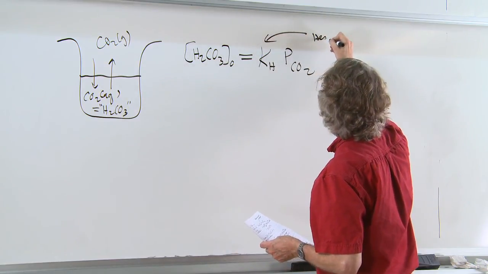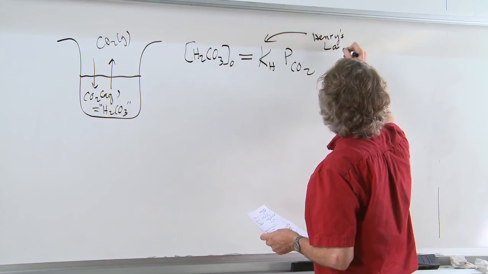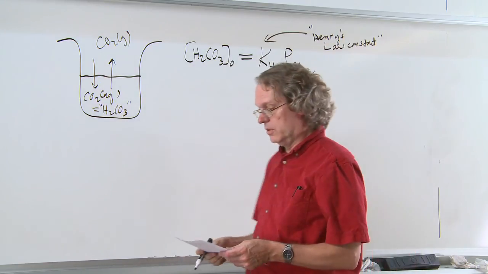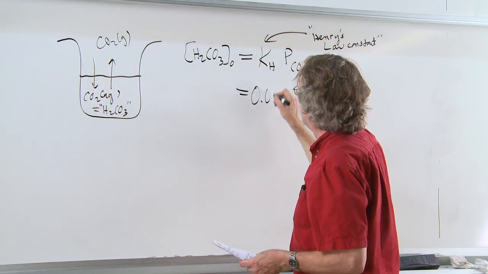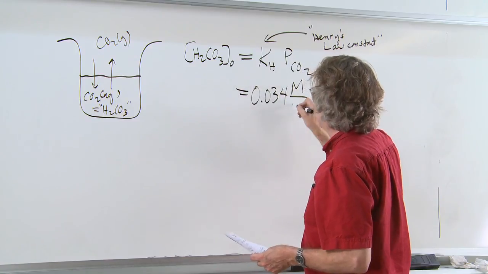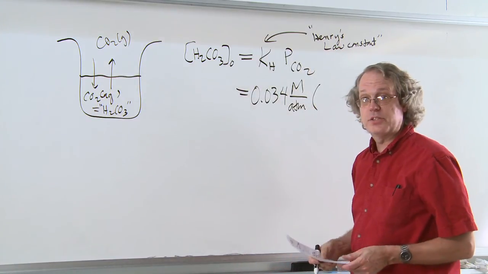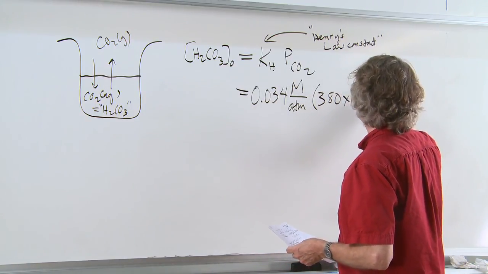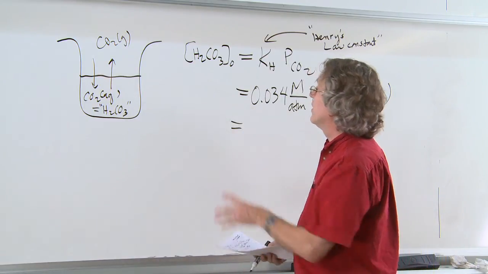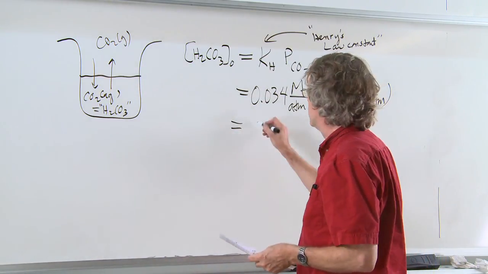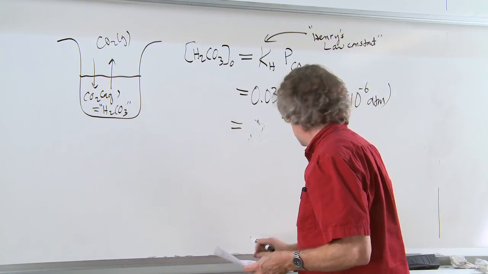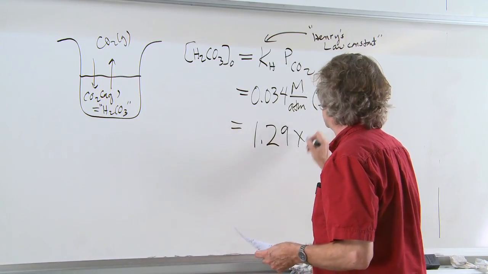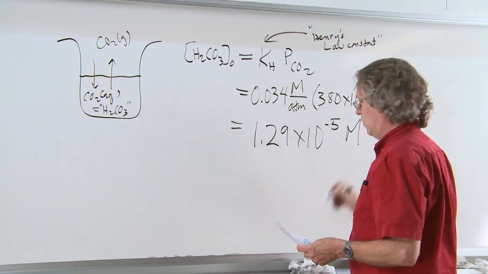This is actually called the Henry's law constant. This is something that is well known for CO2 in water. And the value of that is 0.034 moles per liter per atmosphere. And since we know the concentration of CO2 in the atmosphere is 380 times 10 to the minus 6th atmospheres, this allows us to calculate the total concentration of H2CO3 in this beaker on the desktop or in a raindrop, and that's 1.29 times 10 to the minus 5 molar.